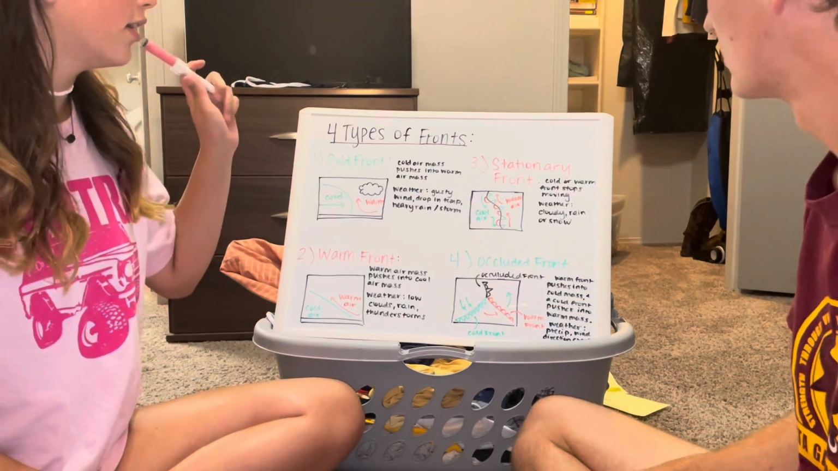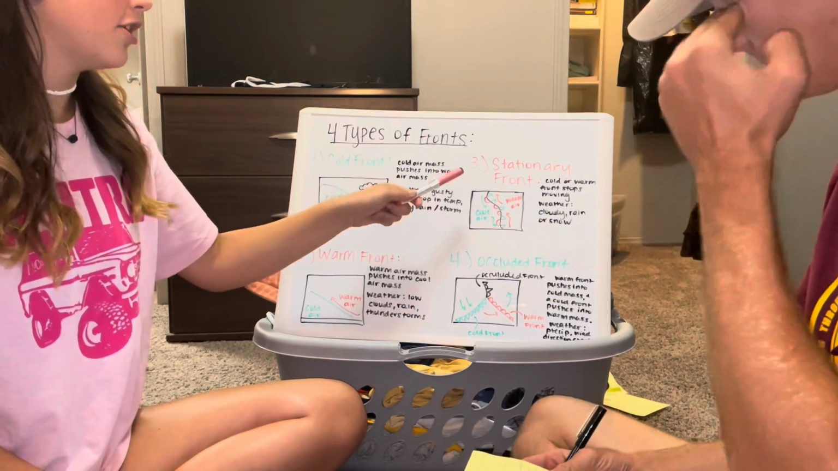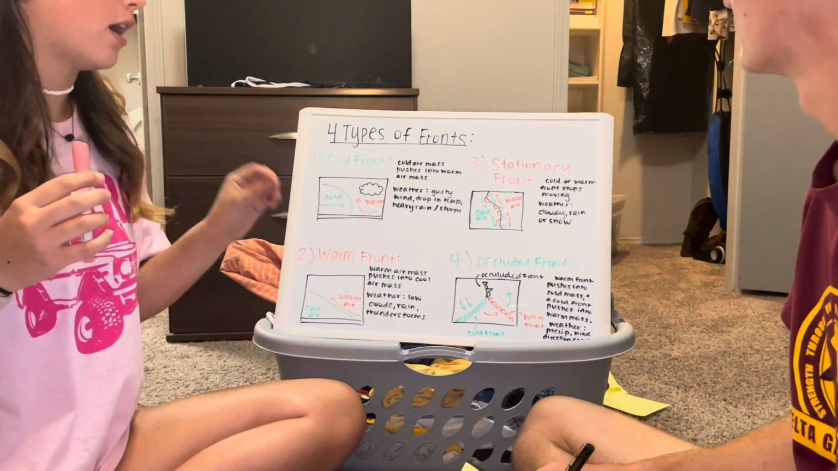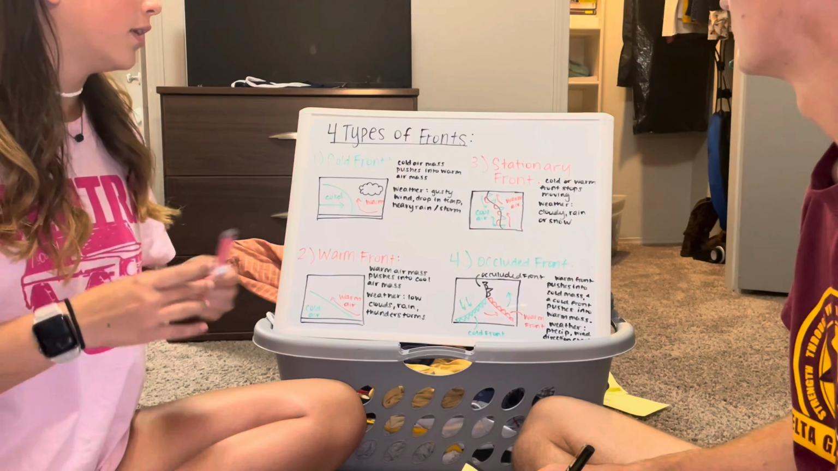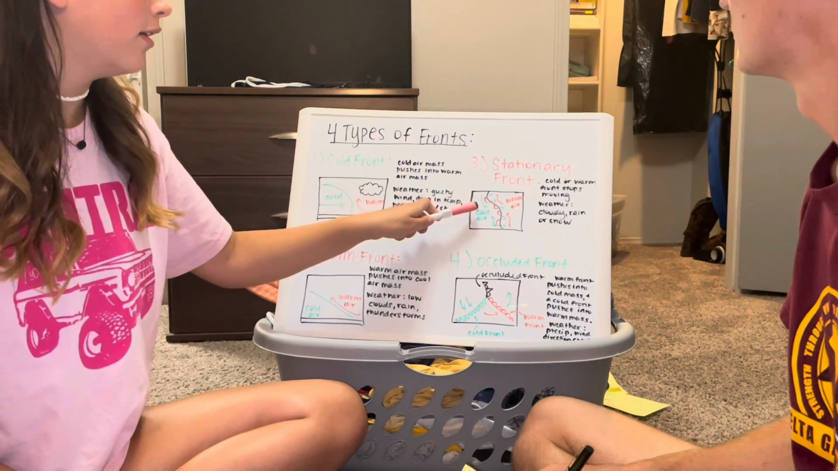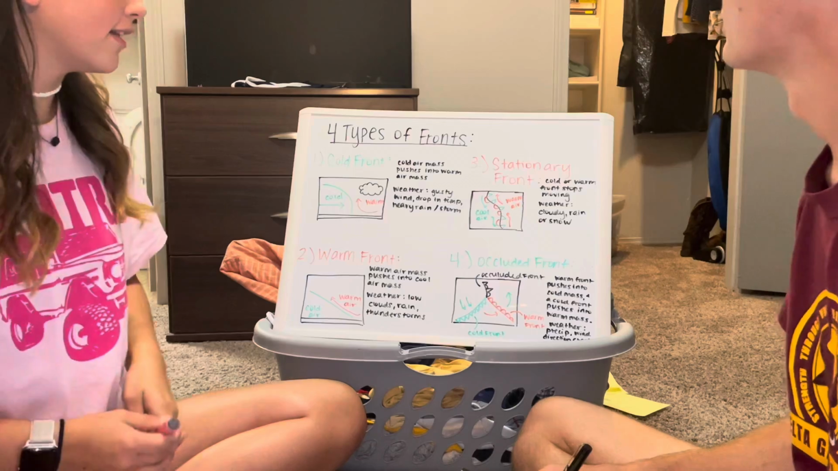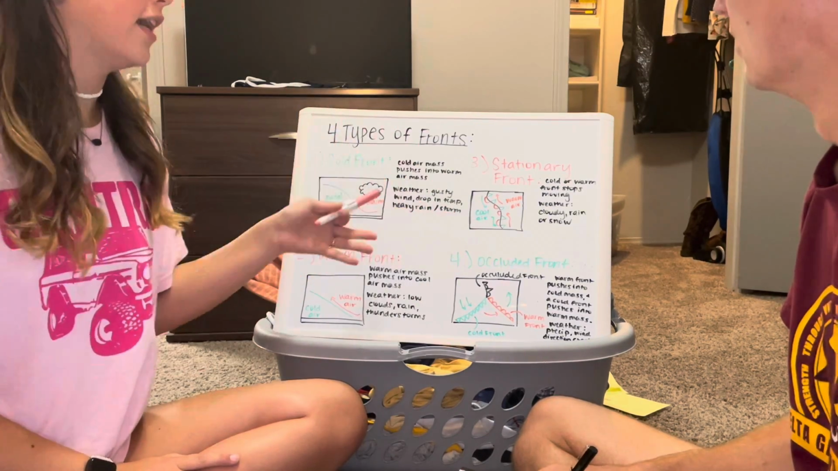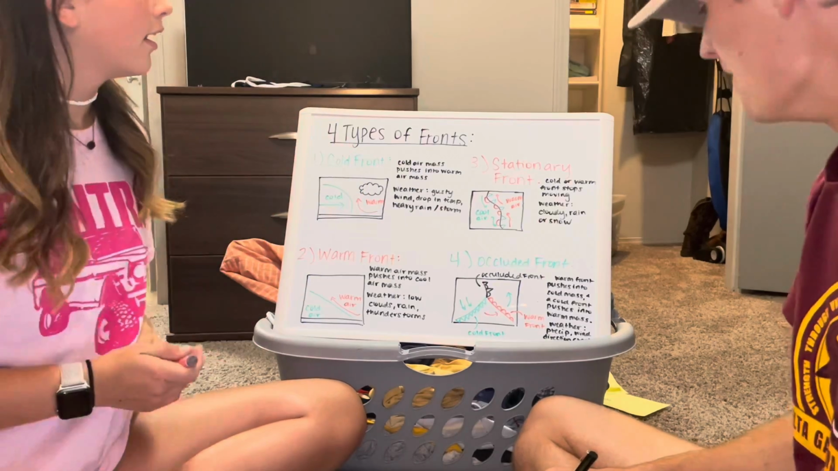The third type of front we were talking about is a stationary front. During a stationary front, cold or warm front stops moving. As you can see here, these two fronts are kind of at a standstill. The weather during this kind of front is cloudy with rain or snow.